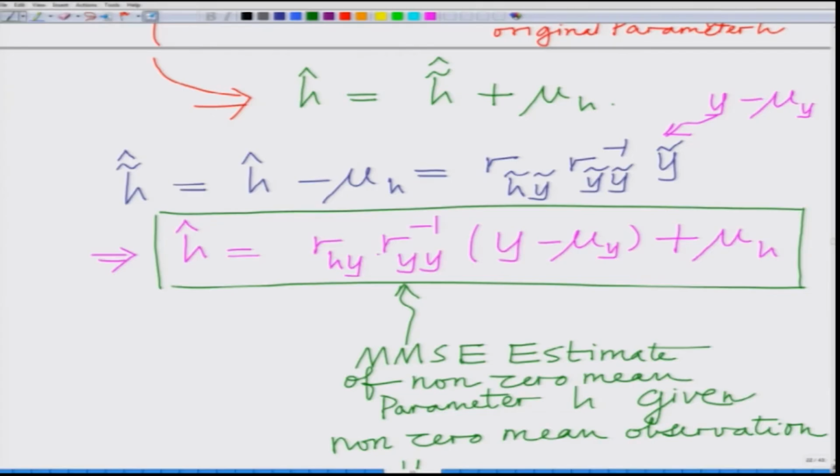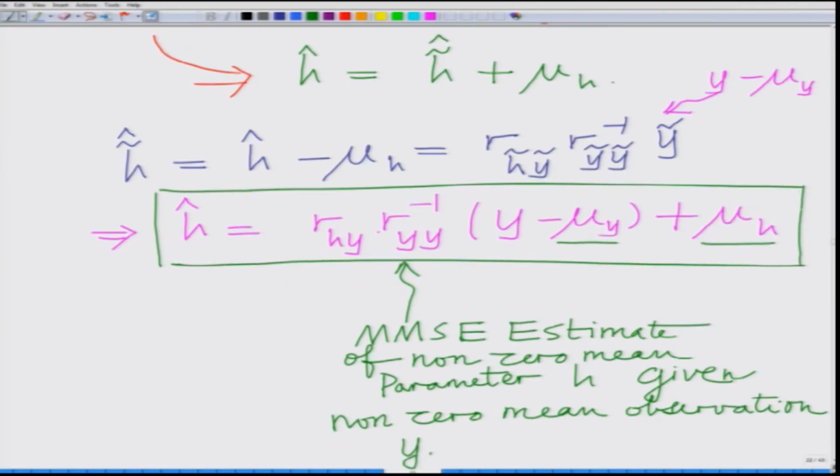If you look at this expression, this is simply r h y into r y y inverse into y minus mu y, followed by addition. So, initially we are subtracting the mean mu y from y, computing the estimate and then separately adding the mean mu h. That is a very simple relation.